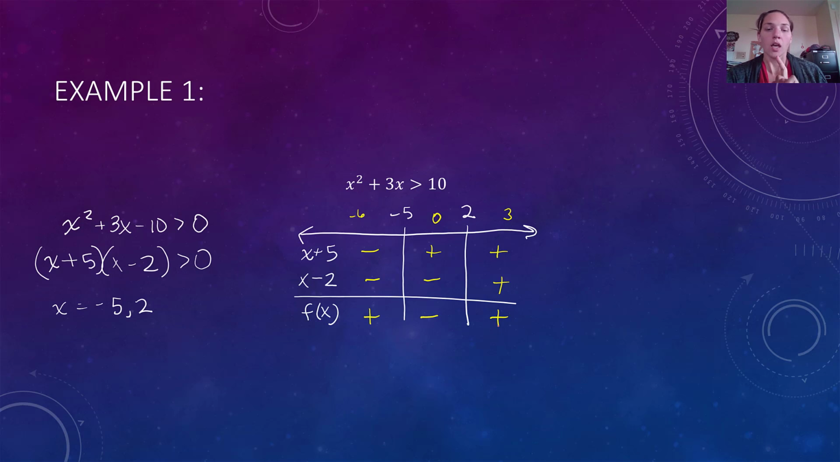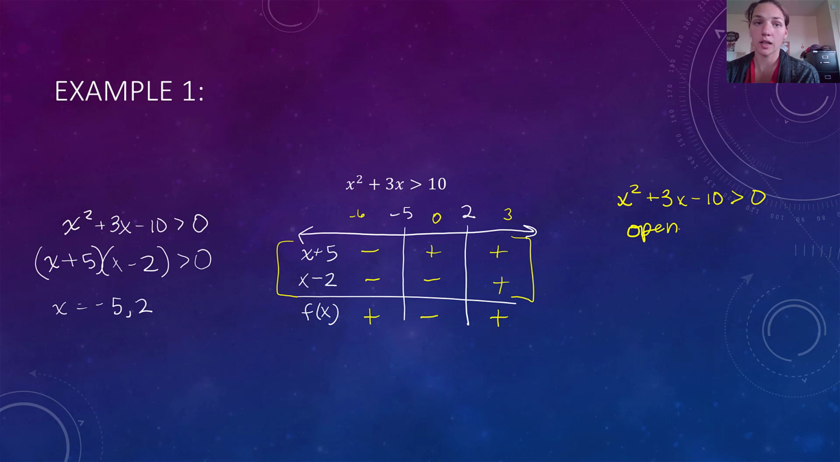So I could have done this by skipping this part. That's not necessary, right? We don't have to do the middle. We could have literally plugged in -6 to the function itself, 0 to the function, and 3 to the function. Or we could have said x squared plus 3x minus 10. This opens up because the x squared term is positive.